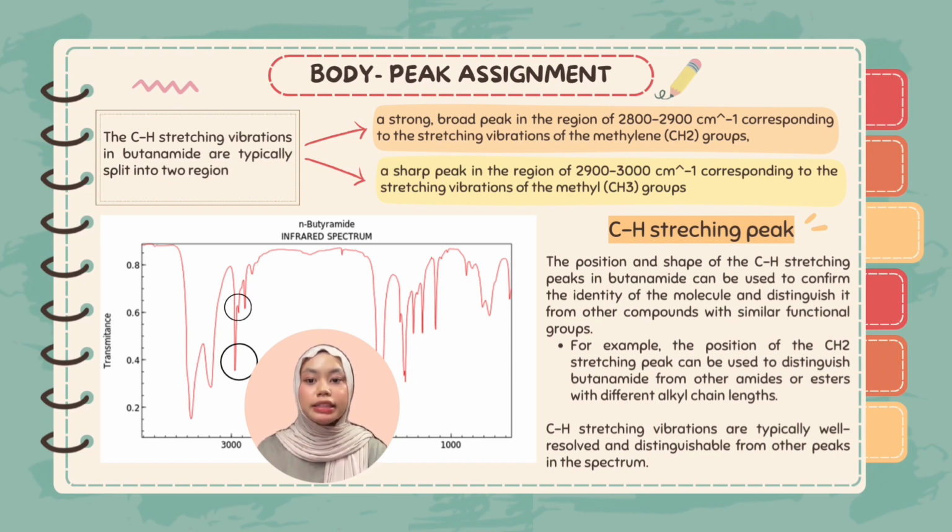The position and the shape of the CH stretching peak in butanamide can be used to confirm the identity of the molecule and distinguish it from other compounds with similar functional groups. For example, the position of the CH2 stretching peak can be used to distinguish butanamide from other amides or esters with different alkyl chain lengths. It is worth noting that the CH stretching vibration in an IR spectrum can sometimes overlap with other peaks, making it difficult to assign them definitively. However, in the case of butanamide, the CH stretching vibrations are typically well resolved and distinguishable from the other peaks in the spectrum.